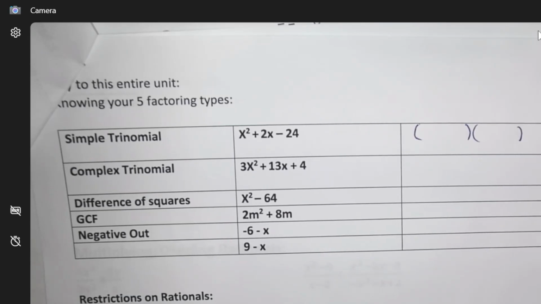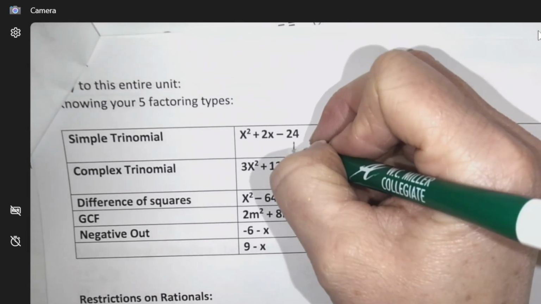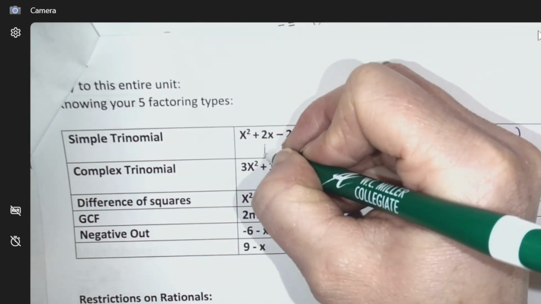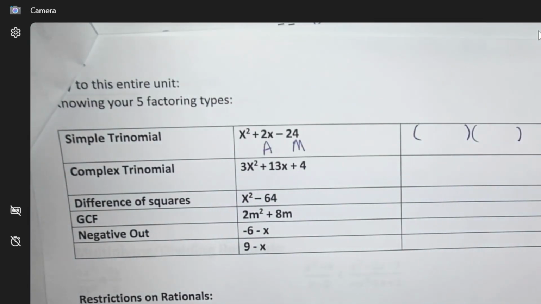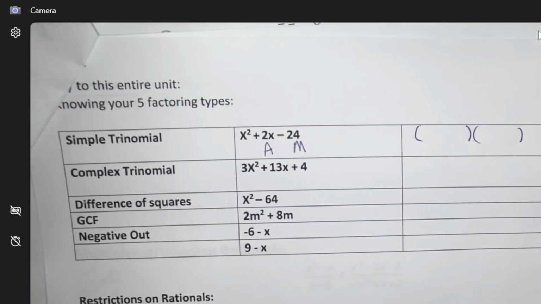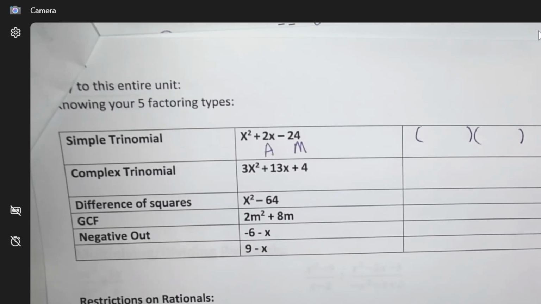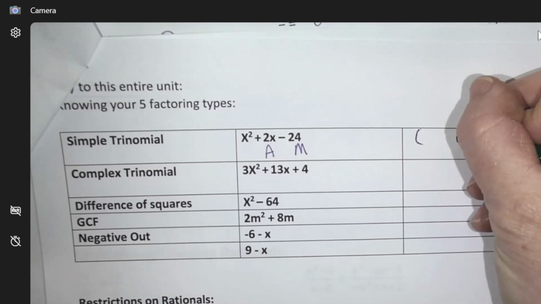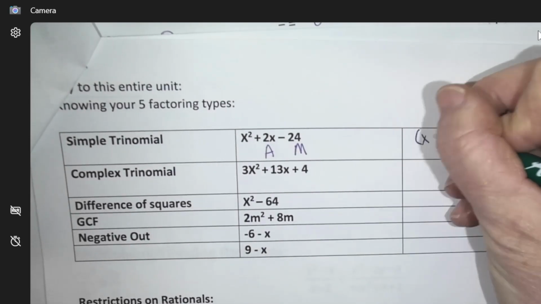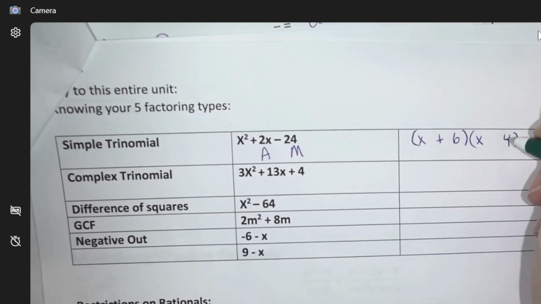What do we know about simple? It has to multiply and add. Multiplies to 24. You want to use a 6 and 4? Positive 6, negative 4, yep.